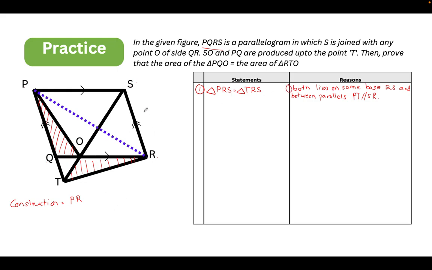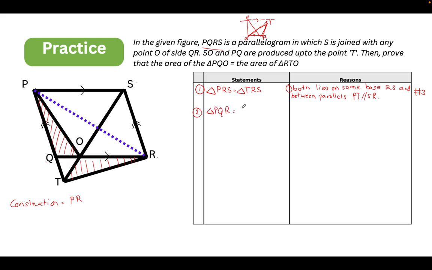These triangles are equal. Let me show you by drawing the triangles here. So these are the two triangles. This is S and this is R, this is T and this is P. So SR and PT are parallel lines. We have stated in theorem number 3 that the areas of two triangles standing on the same base and between the same parallels are equal in area. So this is the first statement.